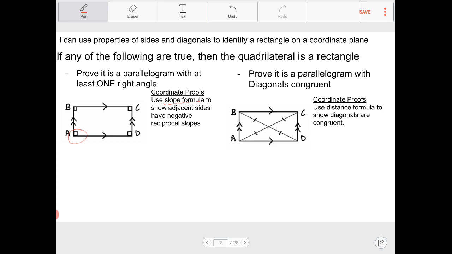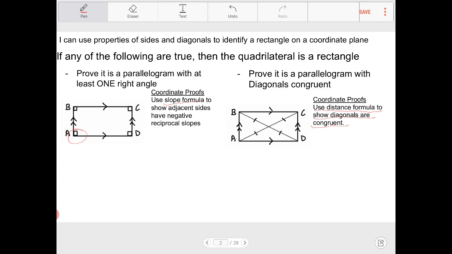Similarly, if we can show that a quadrilateral is a parallelogram with diagonals congruent to one another, we can show that a quadrilateral is in fact a rectangle. How are we going to do this? We can use the distance formula to show that the diagonals are congruent by showing that they have the same length. Now, whichever way you want to choose to show that the quadrilateral is a parallelogram is entirely up to you. You can use, again, the slope formula. You can use the distance formula to show that opposite sides have the same length. Whichever is to your liking.